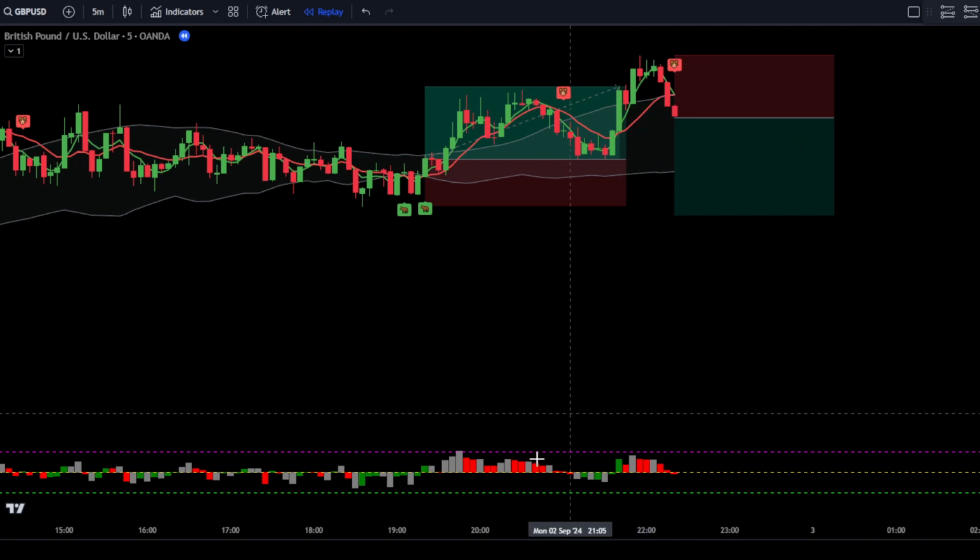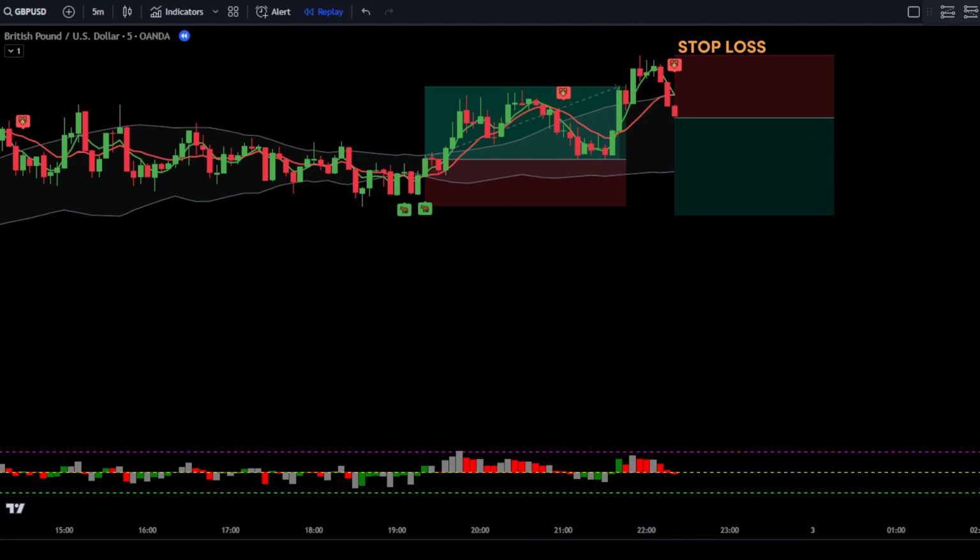Place the stop loss at the last swing high. Use a take-profit target with a risk-to-reward ratio of 1 to 1.5.